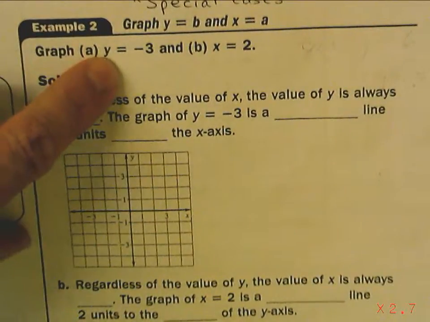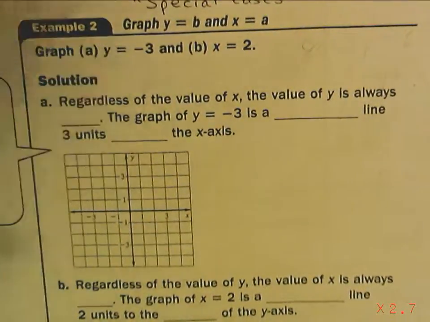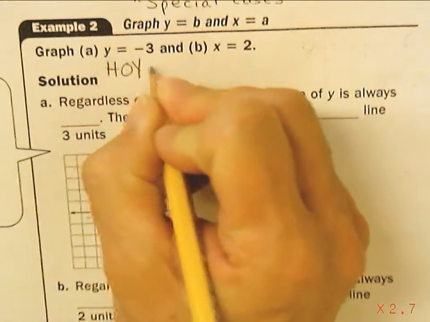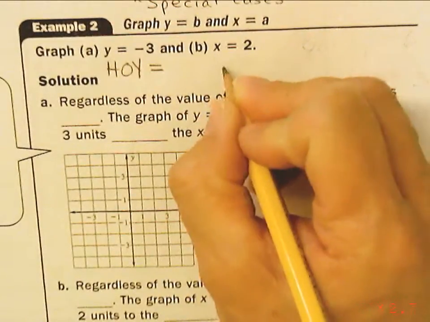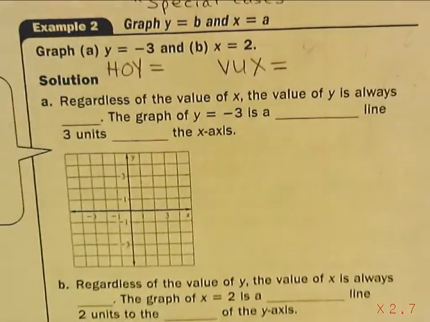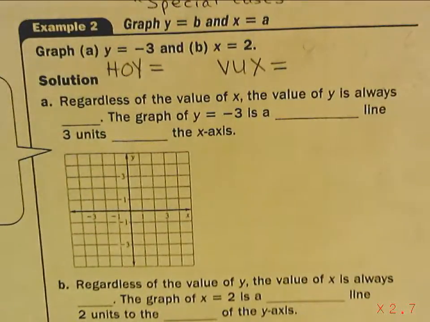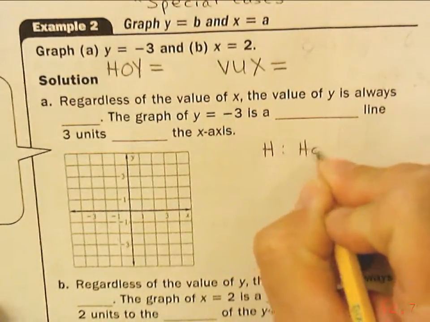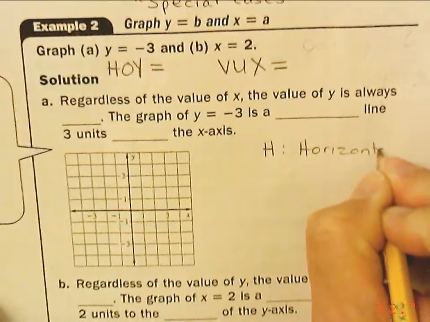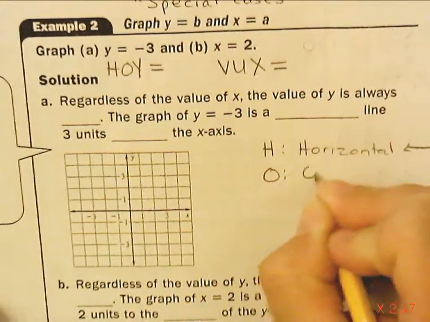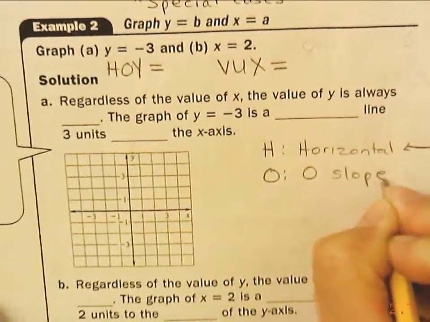Now, when it says y equals -3, I want you all to think of the word hoy. And when it says x equals 2, I want you to think of the word vux. Hoy and vux are going to become two of your best friends. Now, hoy stands for horizontal. It's a horizontal line, goes like that.